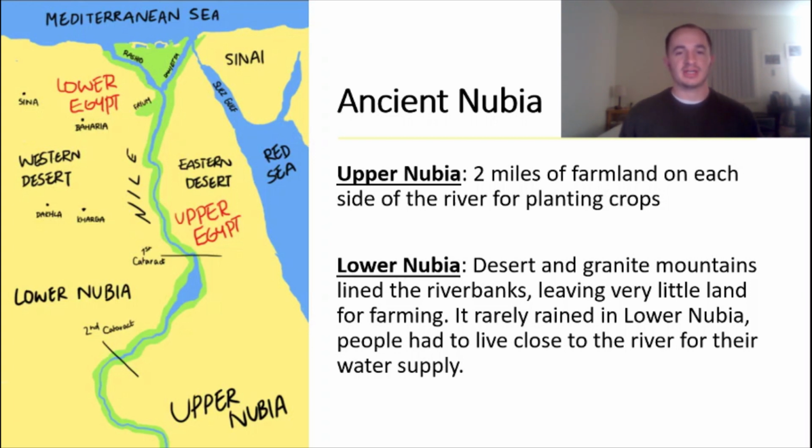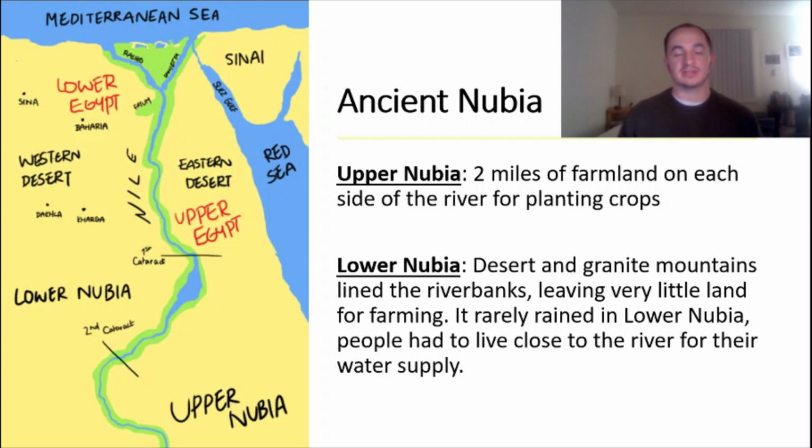2 miles of farmland on each side, and then Lower Nubia, lots of desert and granite mountains line the area, and so it lines the riverbanks, which leaves very little land for farming. So Upper Nubia is a little bit flatter and allows for a lot more farmland to be grown out there. They can bring that water out, they can irrigate it, and not the ways that we see now through pipes, but through more basic or rudimentary ways. They can feed a lot of that water, and they can let the flooding allow a lot of that water to create more farmland in Upper Nubia.